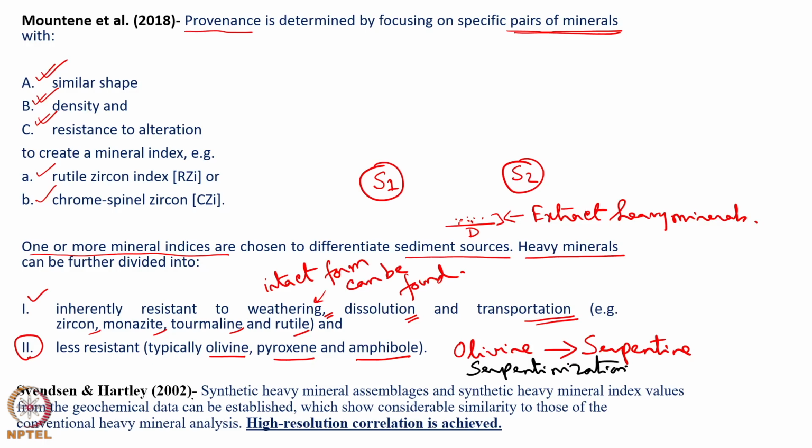Researchers have gone one step ahead. They are not just using the heavy minerals, but they are using synthetic heavy mineral assemblages. What does it mean? They are finding out the bulk geochemical data and then checking what heavy mineral assemblage can explain it. Then it is known as the synthetic heavy mineral assemblage. From such an assemblage, the synthetic heavy mineral index can be worked out, and it has been shown that high resolution correlation can also be achieved based on such studies.